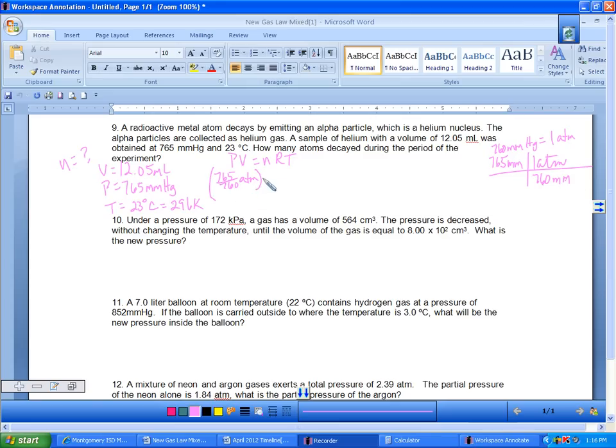My volume is in milliliters. I have to move the decimal to the left 3 places. 0.01205 liters is equal to n, which is what I'm looking for. R is a gas constant, 0.0821 liter atmospheres over mole Kelvin. And my temperature is already in Kelvin, so that's great, 296 Kelvin. So I'm going to do the math and solve for n. And when I found my n, I got 4.99 times 10 to the minus 4th moles.